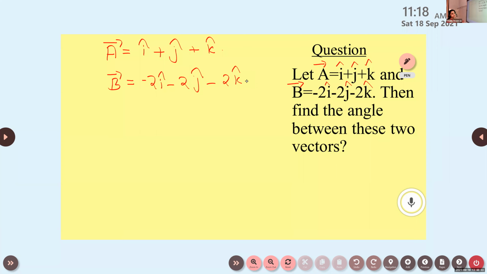Here we cannot use the cross product. Why are we not using the cross product here? Because the cross product is also known as vector product, right? Vector product. That is, if we take the cross product of the two vectors, its resultant is also a vector quantity. But here we want to find the angle.